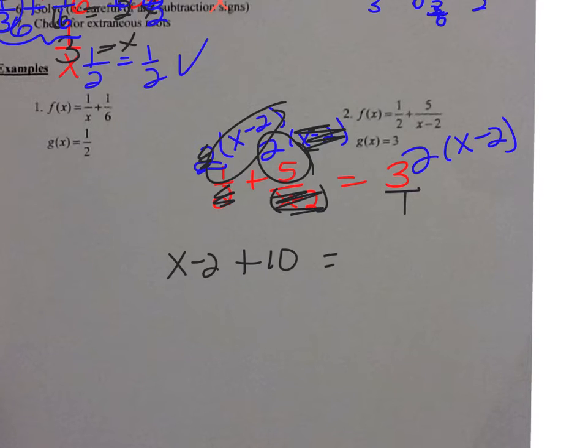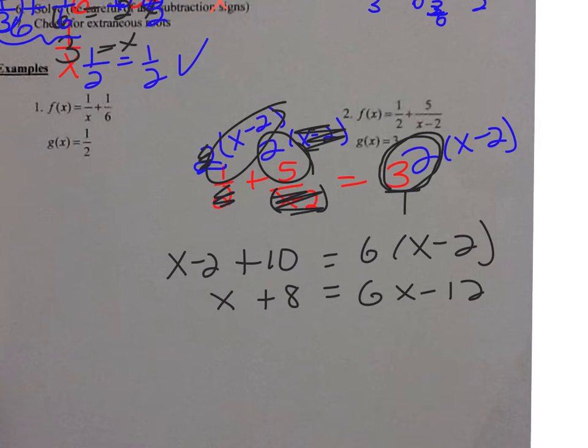Nothing at the end reduces, so now this 3 times 2, that becomes 6 times x minus 2. All right, so now I have x plus 8, I combine like terms, equals 6x minus 12, distribute.